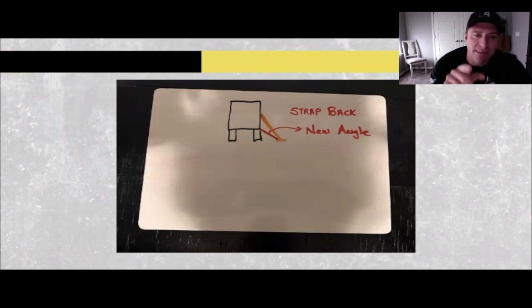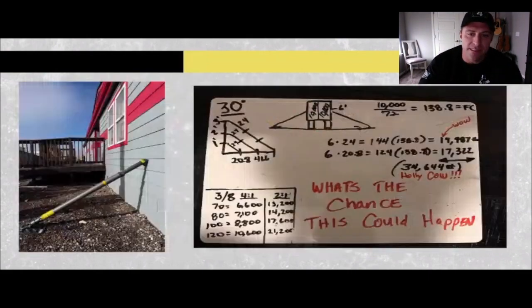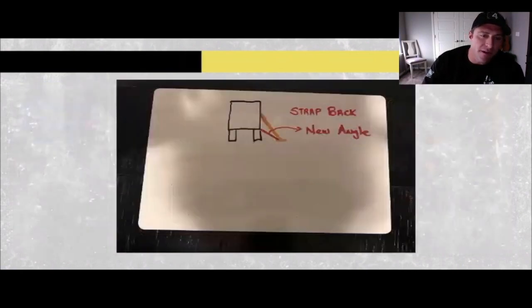Now, the strap back is the biggest portion of the issue, because what ends up happening is the new angle is between the strap and the strut. So if this 30 degrees has this type of impact on the strut at that 19,000 pound impact, well, then the strap back at 15 degrees is the actual angle. So it's double all of that.